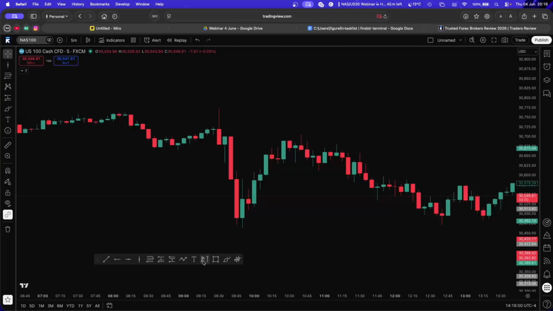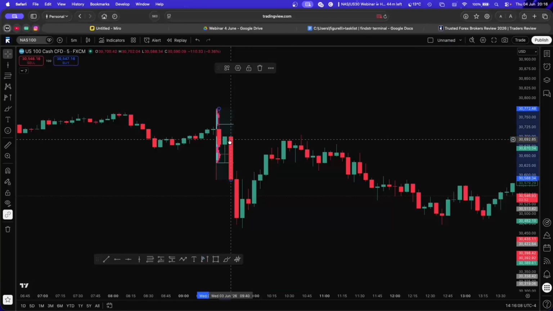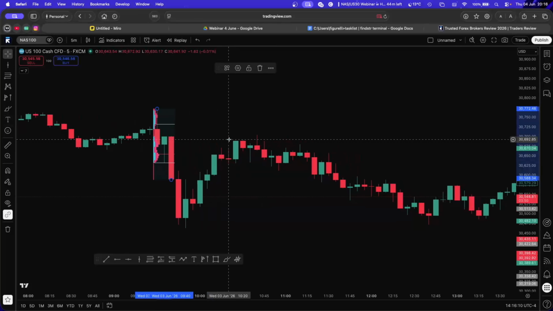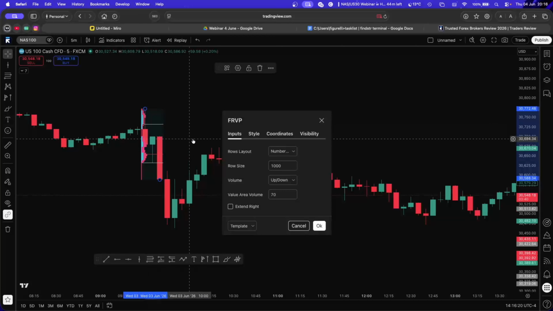Okay, so we want to grab our fixed range volume profile. You click on the candle, 1, 2, 3, and then you'll see something like this drawn out right over here. So we have our fair value high, low, and point of control. If you double click, you can see the settings right over here.